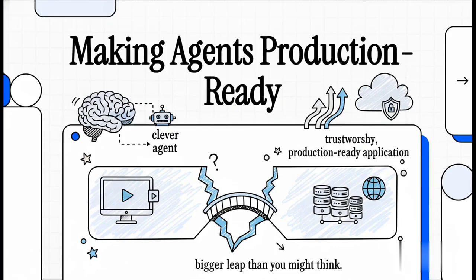All right, let's talk about a huge challenge that pretty much every AI developer runs into. How do you take that really cool agent prototype, the one that works perfectly on your own computer, and turn it into a trustworthy, production-ready application? Believe me, it's a way bigger jump than you might think. So let's break down exactly how you can pull it off.